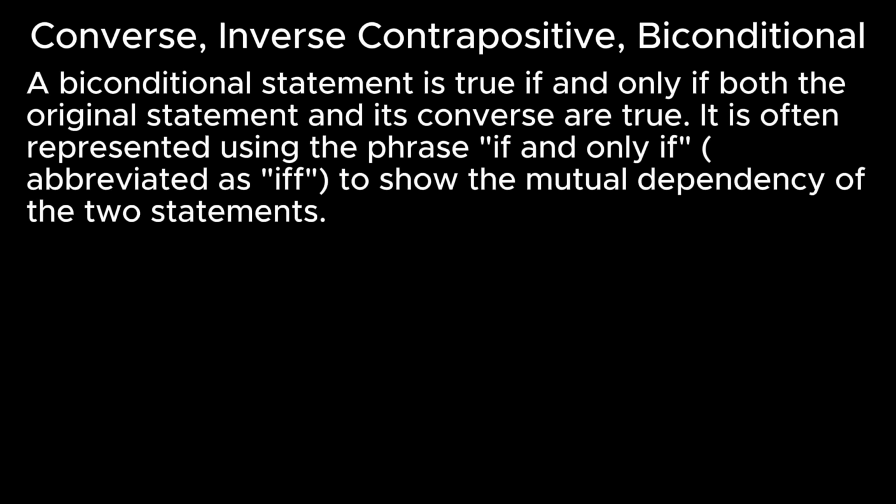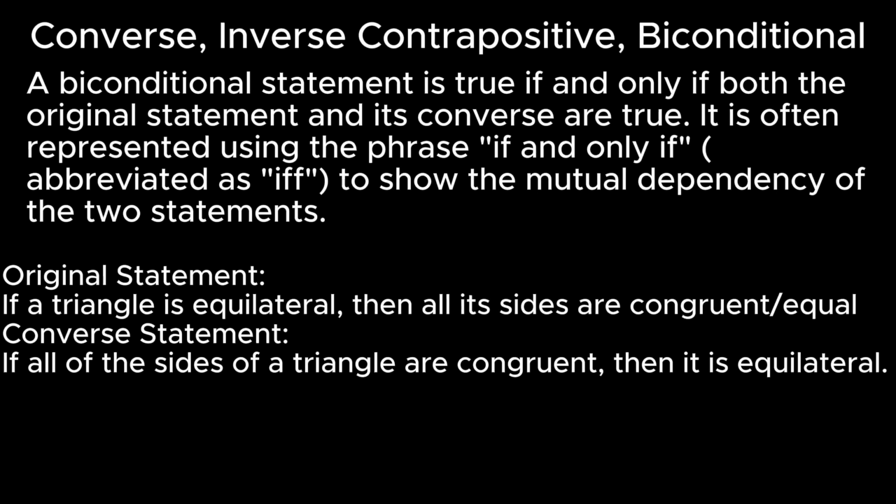Now, if the converse and the original statement of a conditional statement are both true, then we have something called a biconditional. Let's take a look at an example. Our statement is: if a triangle is equilateral, then all its sides are congruent. That's true. An equilateral triangle has all of its sides congruent.